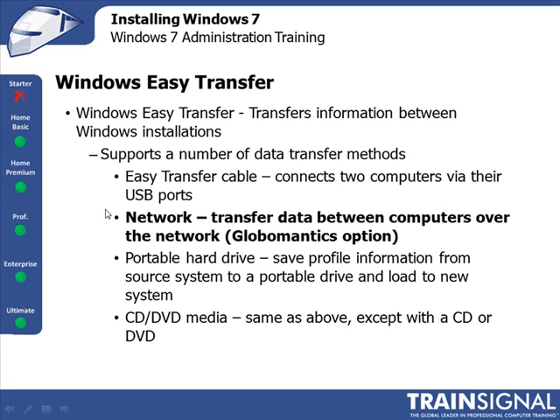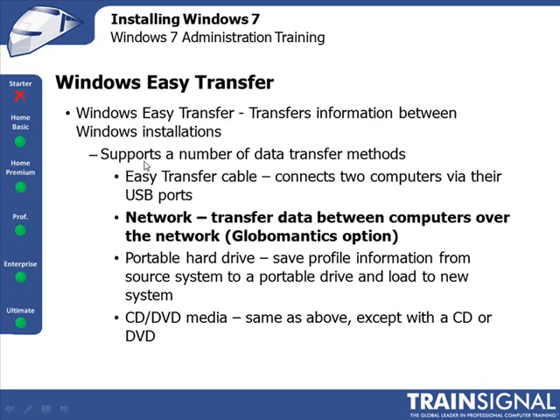You then have the network. The computers can actually talk to a central file share over the network. This is also a very fast way if you have a gigabit or faster network. This is the option that GlobalMantic will be using because it's really the easiest one to implement.